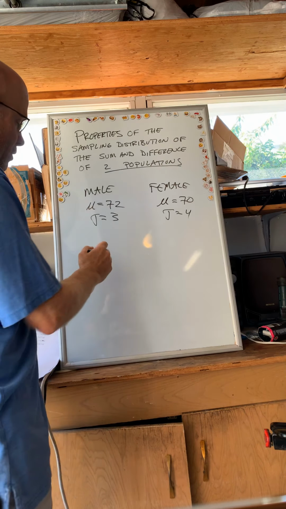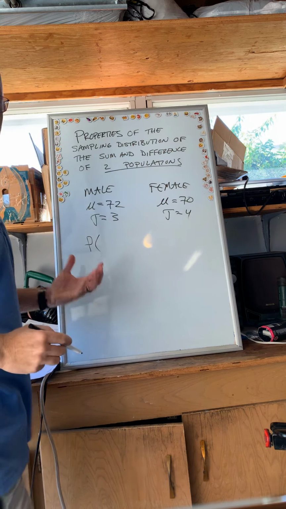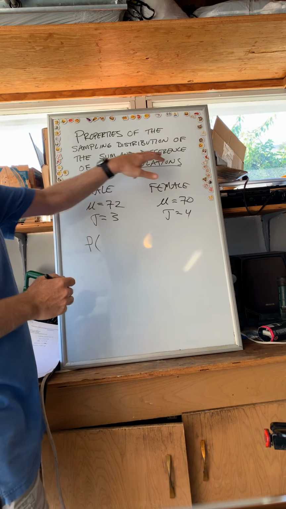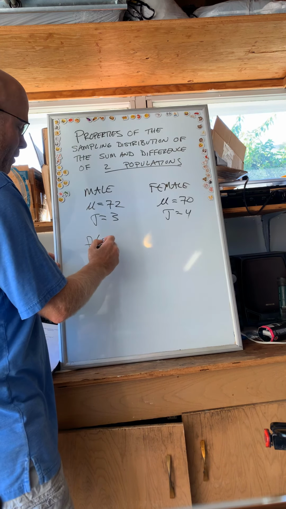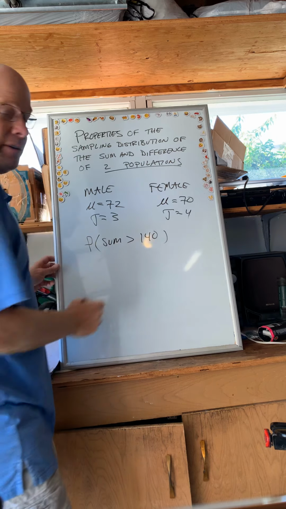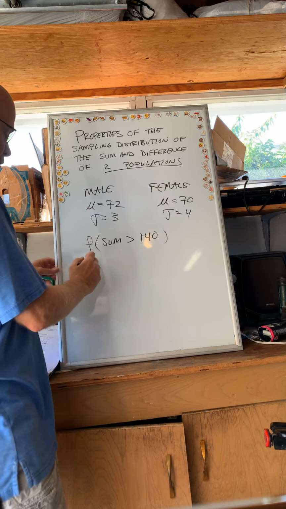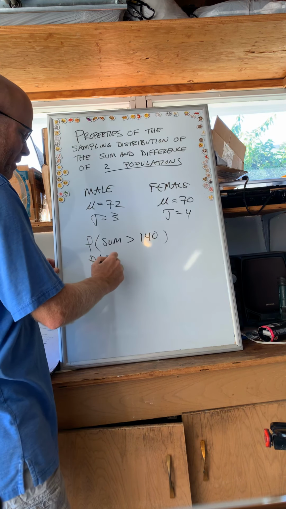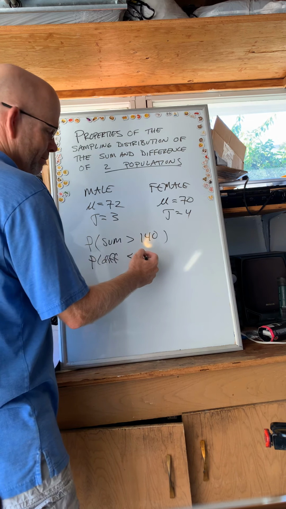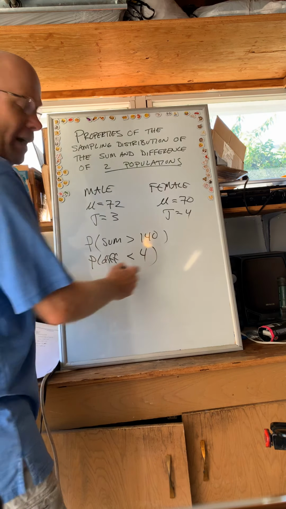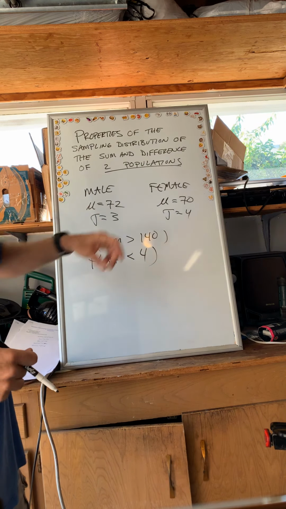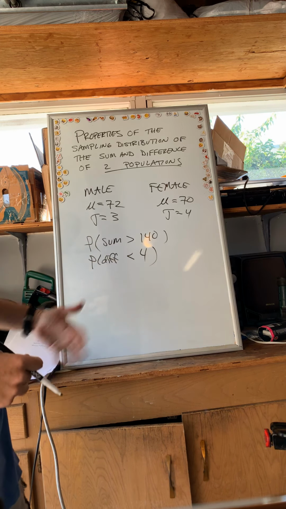The basic question is going to be, if I take one male and one female and combine them, I'm going to ask something about either their sum or their difference. So the question might be, what's the probability the sum is greater than, let's say, 140? Or maybe the probability that the difference is less than 4 or something like that. So we're taking one person from here, one person from here, and then we're asking a question about it.